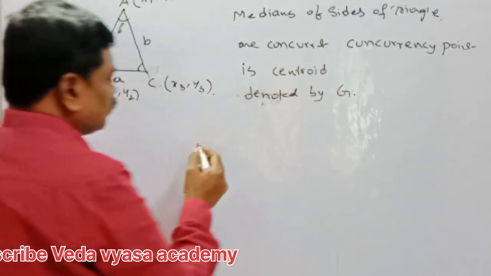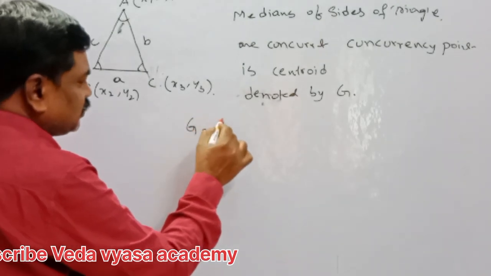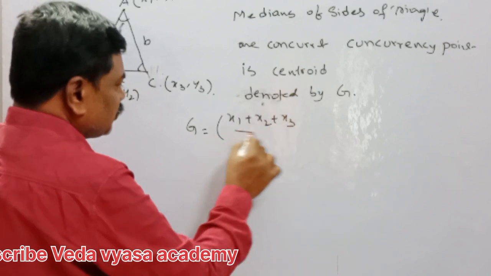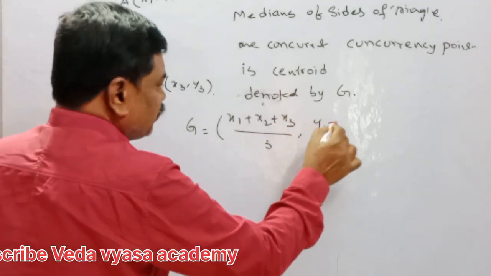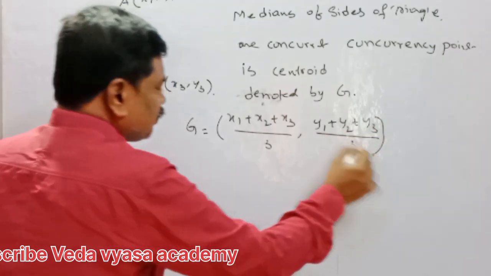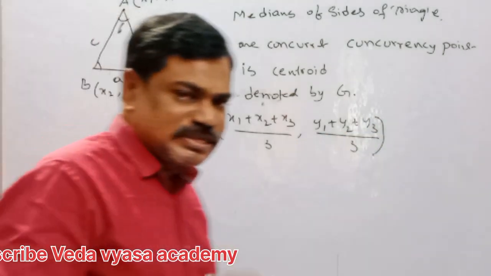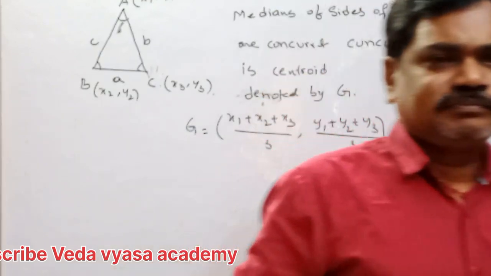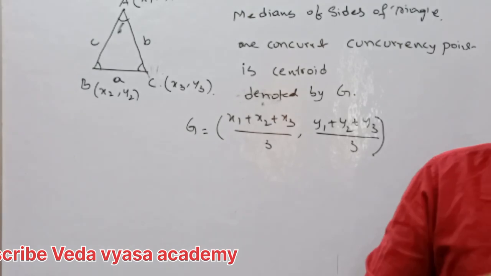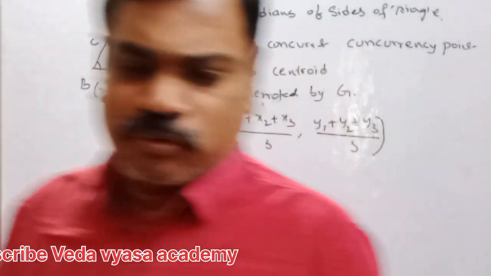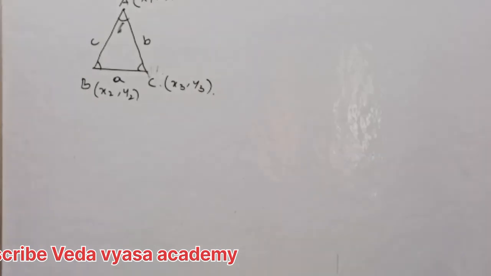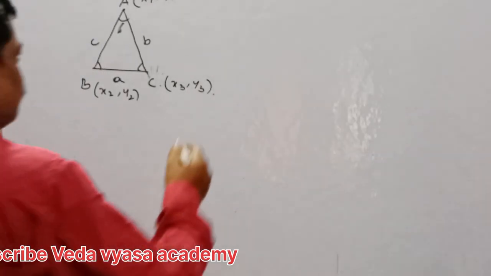G. So what is G? G is equal to (x1 plus x2 plus x3) by 3, comma, (y1 plus y2 plus y3) by 3. This is the centroid of the triangle. So, we discuss later what is the incenter. Centroid completed.